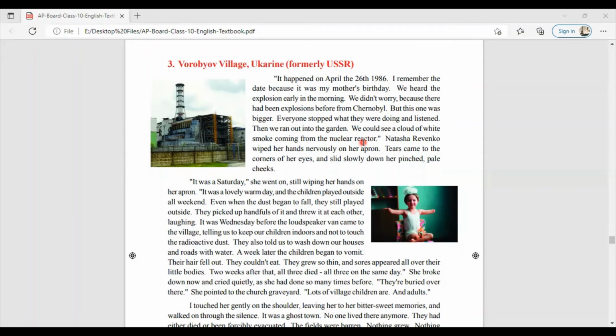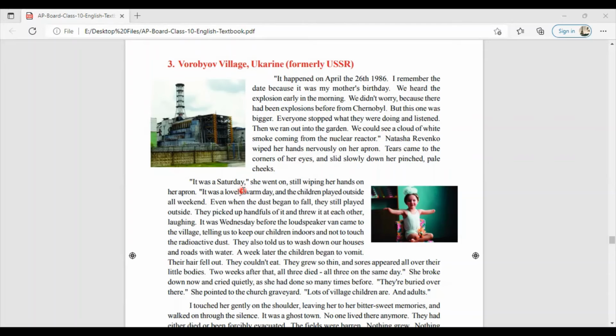They saw a cloud of white smoke coming out. When the nuclear reactor exploded, you could see smoke coming out. As it was Saturday, the weekend, the children were playing outside. If it is Saturday, what happens? They will be playing outside only because the next day is Sunday. They have lots of things to write, but still they'll go. They'll say, I'll write on Sunday, let me play for today. So they are playing outside.